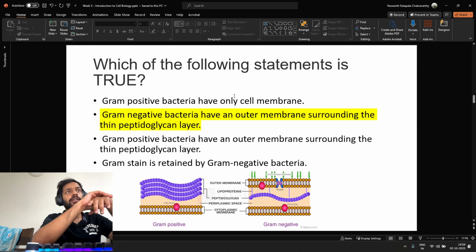Essentially, both of them have a peptidoglycan layer apart from the cell membrane. But the peptidoglycan layer is very thick in gram-positive bacteria, and thin in gram-negative bacteria, but they have an outer lipopolysaccharide membrane that surrounds this peptidoglycan layer. Okay.